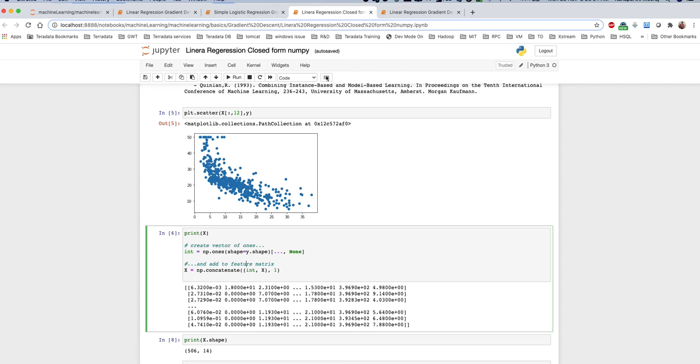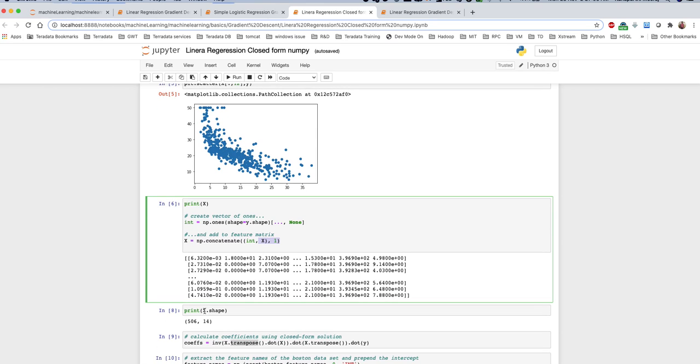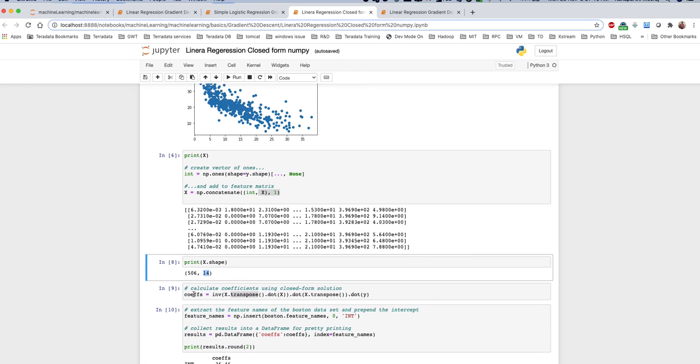So for that, whenever you get data like this, we attach a last column of ones so that we will get the bias or intercept value. Now you can see the x shape has changed from 506 by 13 to 506 by 14, because we concatenated a column of ones. With this, we can calculate the closed form solution.